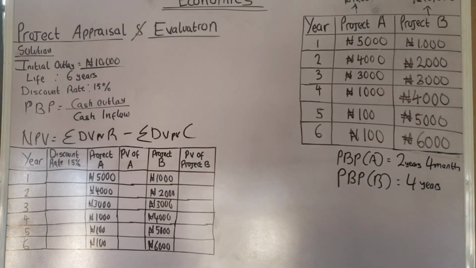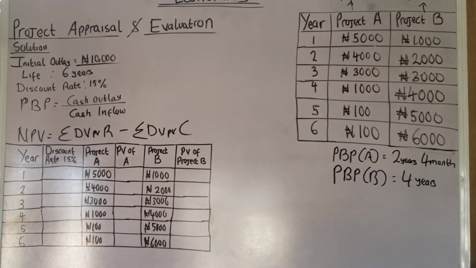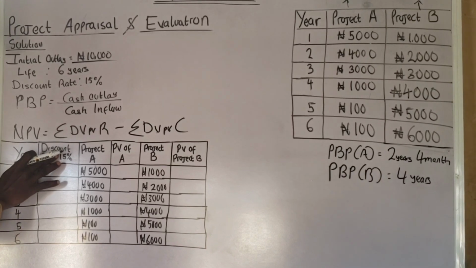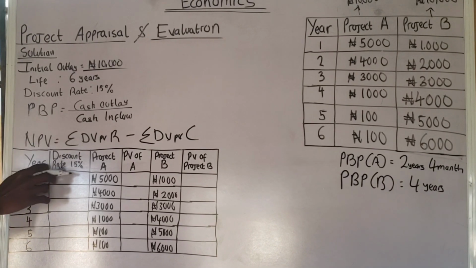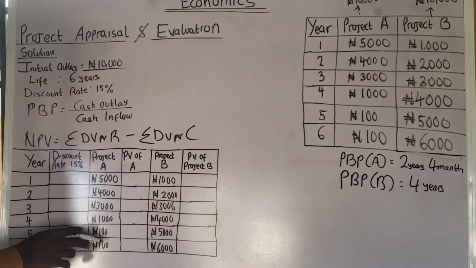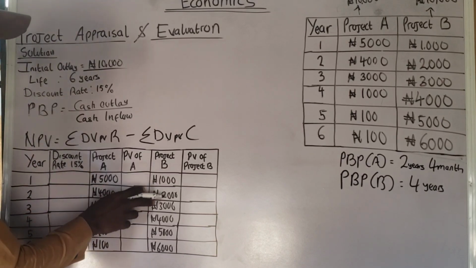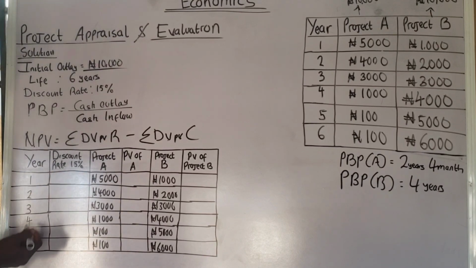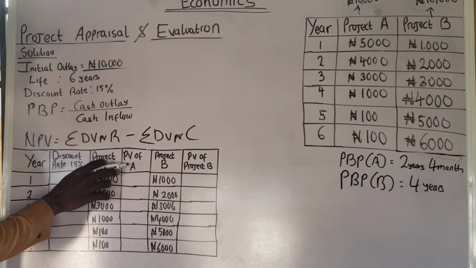Okay, this is the table that we are going to use to calculate the net present value. On this table we have the year, we have the discount rate at 15% because that was what was given in the question. We have project A and the income stream of project A with respect to each year, and we have project B and the income stream of project B with respect to each year. Also, we have the present value of project A.